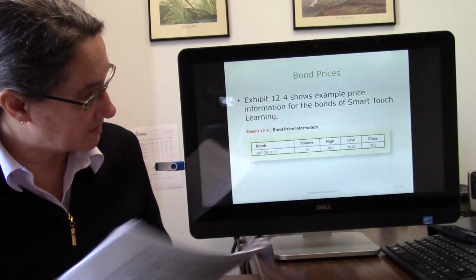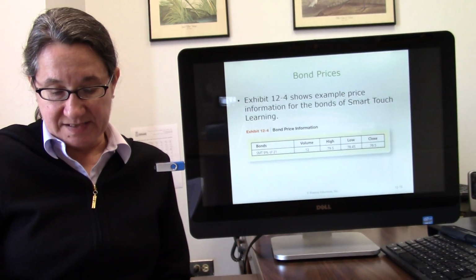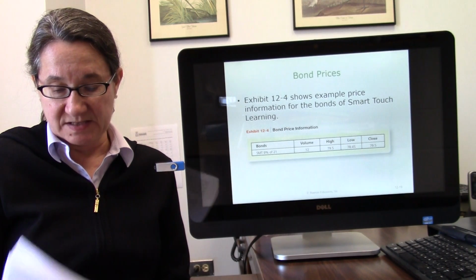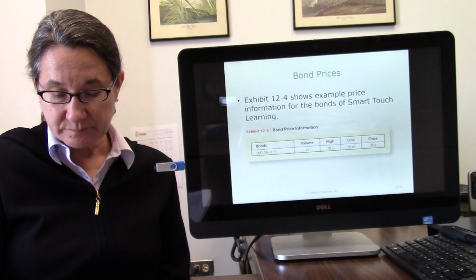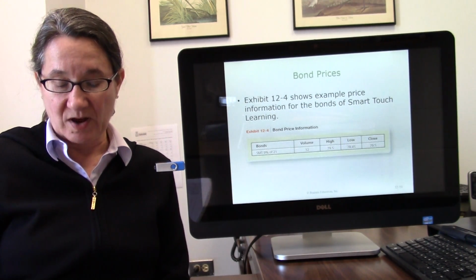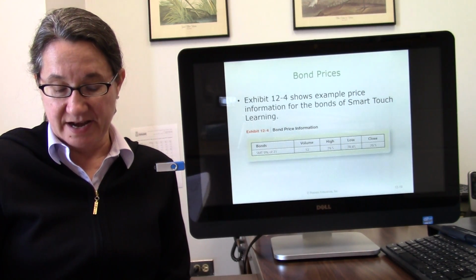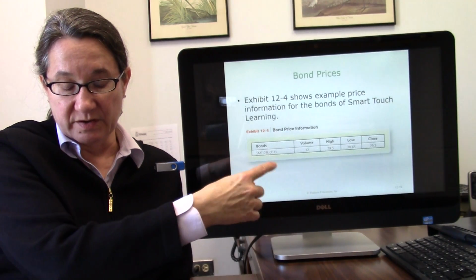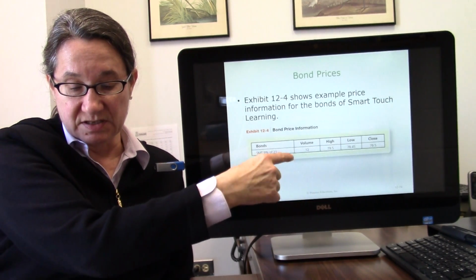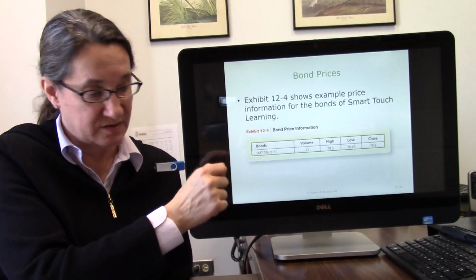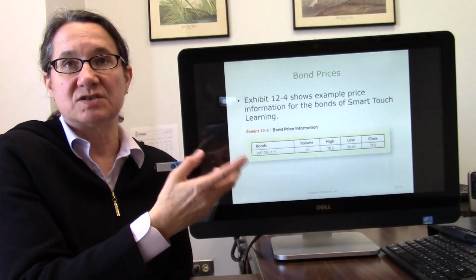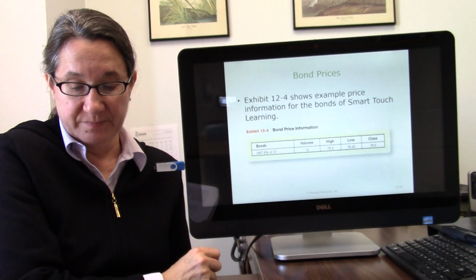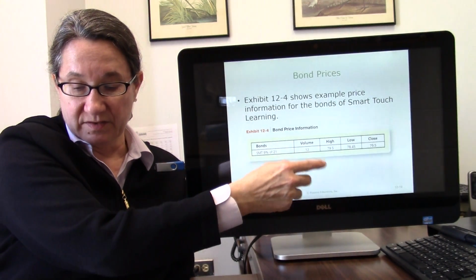All right, so here's an example. Example 12-4 shows example price information for the bonds of Smart Touch Learning. On this particular day, 12 of Smart Touch Learning's 9% bond maturing in 2021. So there you go, bonds, Smart Touch Learning, 9% of 21. So that's the name of the bonds. Bonds trade on exchanges, so you can just look them up and figure out what bond it is. How many? 12.